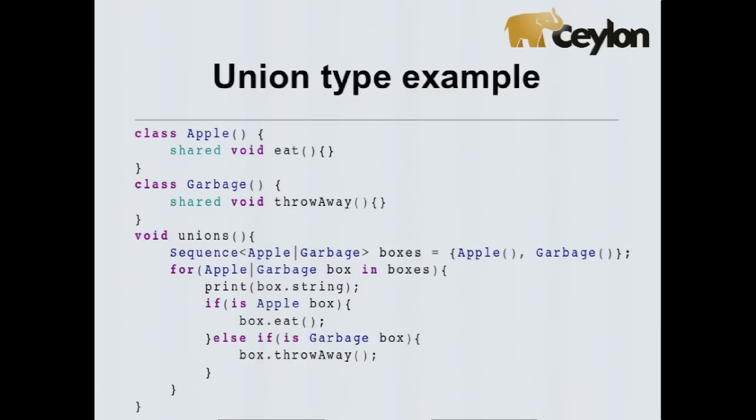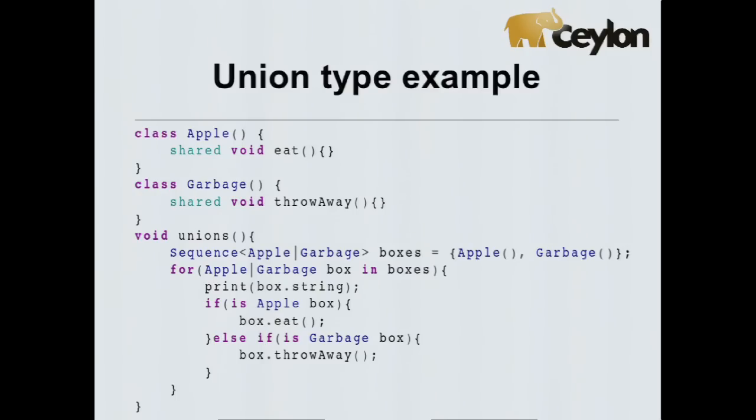So let's see an example of what we can do with union types. Here we have an apple that you can eat and a garbage that you can throw away. Let's define the sequence of apple and garbage. Because of type inference, I could put value boxes and you wouldn't see the type of this sequence. But because of type inference, we're looking inside the sequence, what's in there. We have apple, we have garbage. So the type of that is a sequence of apple or garbage, right? We can have both types of elements in the sequence.